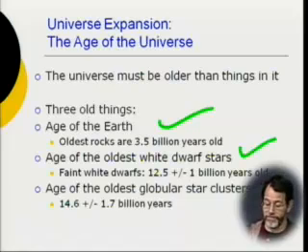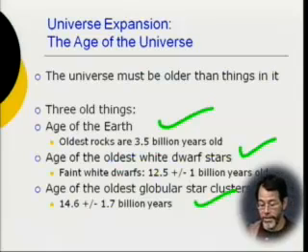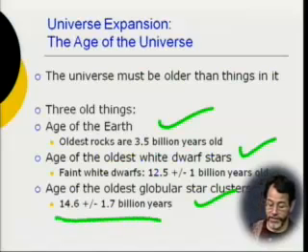Turns out we can find the age of the oldest white dwarfs by how fast they cool and things like that: 12.5 billion years old. Globular clusters, by figuring out which stars are still on the main sequence in globular clusters, haven't burned out yet: 14.6 billion years old, plus or minus 1.7.